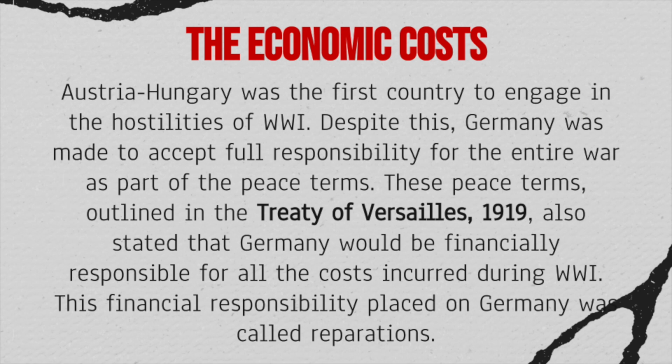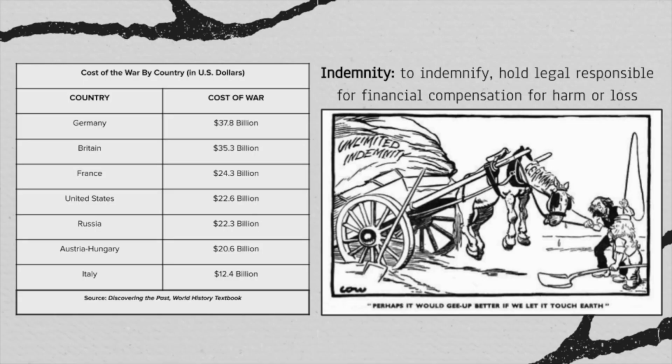These peace terms, outlined in the Treaty of Versailles of 1919, also stated that Germany would be financially responsible for all the costs incurred during World War I. This financial responsibility placed on Germany was called reparations. The cost of the war by country in US dollars. Vocabulary: indemnity. To indemnify. Hold legally responsible for financial compensation for harm or loss. Caption: perhaps it would have more giddy up if we let it touch earth.